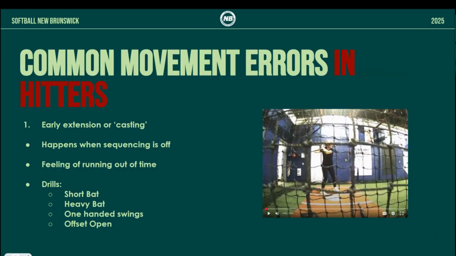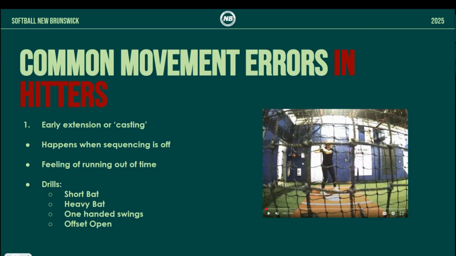Yeah, okay. So now we'll touch on some common movement errors in athletes. The first one we've all seen, I imagine, is casting or getting extended early. That usually happens when our sequencing is off. When we get into that good launch position, what should happen is that our hips transfer, or their feet transfer energy to our hips, and then to our torso, to our arms, and then our hands. So what we see with casting is that that sequence of events is off.